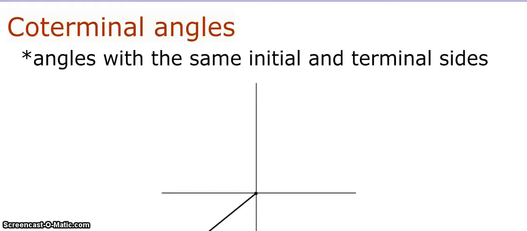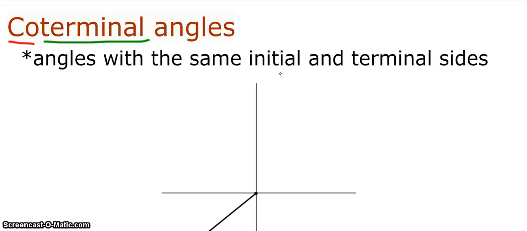Alright, so now we're going to talk about coterminal angles, and I've hinted at this a little bit, but now we're going to formally define it. So "co" is our prefix. It usually means with or together, and then "terminal" means the end, so the terminal side of the angle. So this is angles with the same initial and terminal sides.